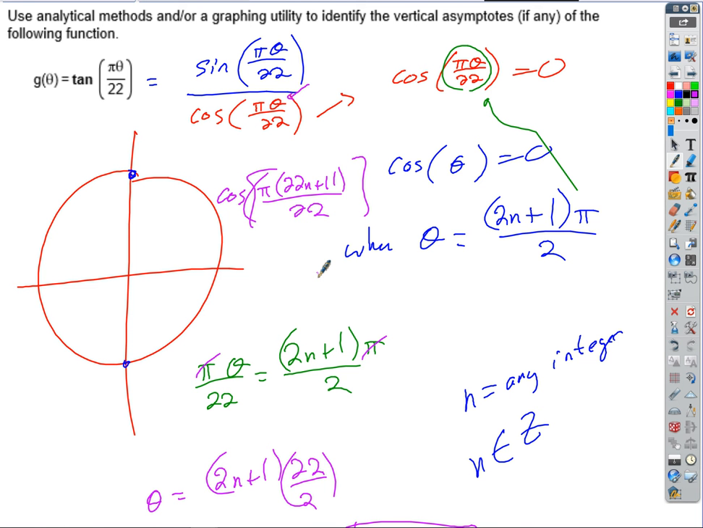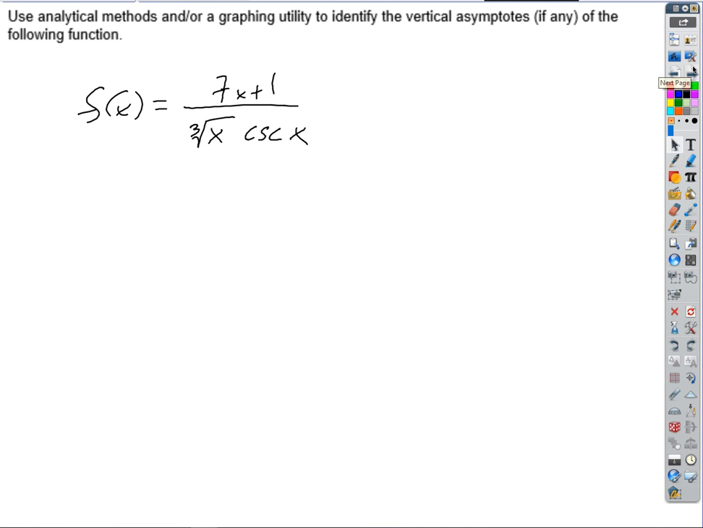You see that? So if n is 0, we just get pi halves. If n is 1, we get 33 over 22, so we get 3 halves pi, right? N is 2, we're going to get 55 over 22, so 5 halves pi. It works. Questions on that one? All right, how about this one?